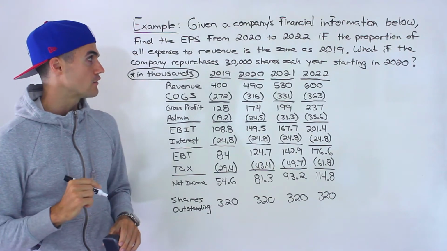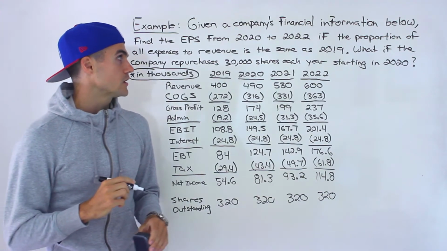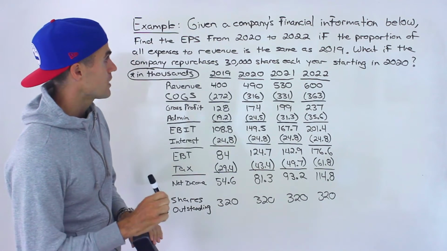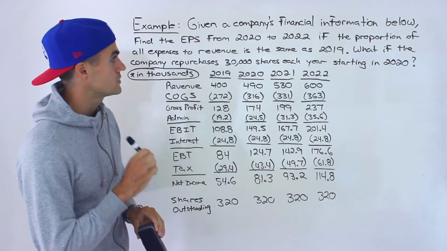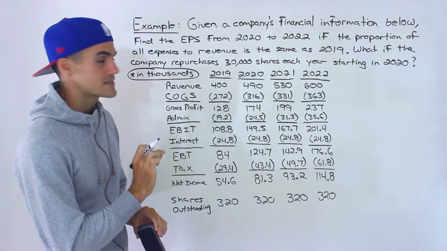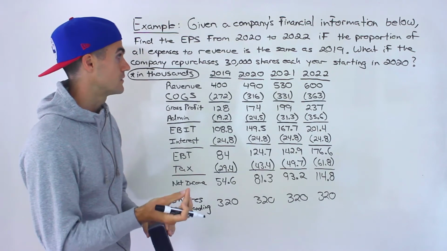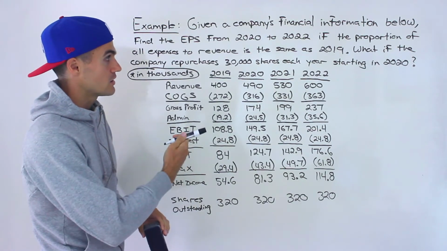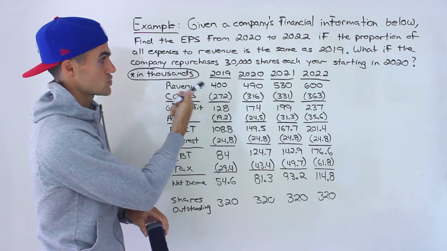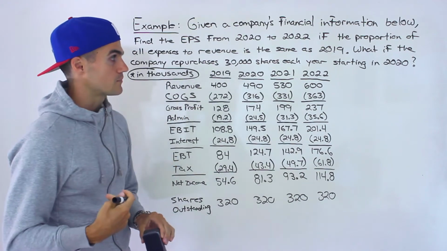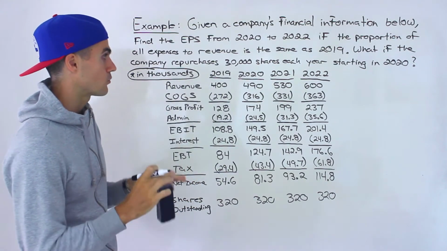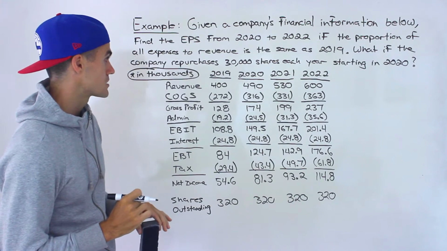find that PDF file. So, given a company's financial information over here, we have to find the earnings per share from 2020 to 2022, if the proportion of all expenses to revenue is the same as 2019. And then in addition to that, we have to find the EPS if the company repurchases 30,000 shares each year starting in 2020. So it's like two questions, part A and part B. In both, we're going to find the EPS, how it changes.